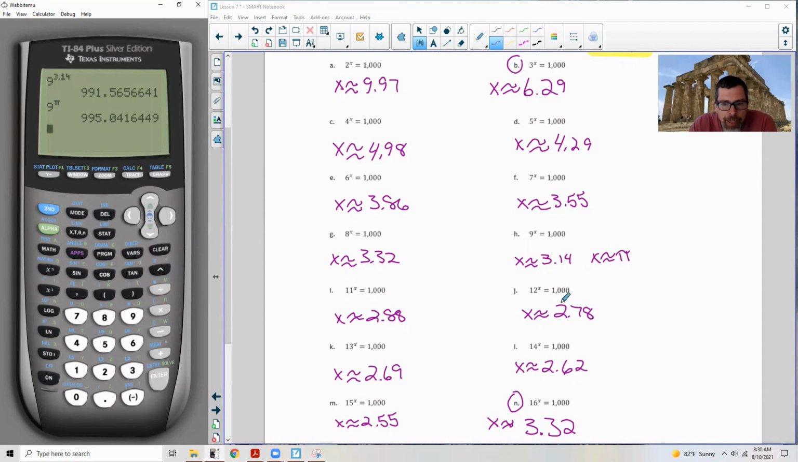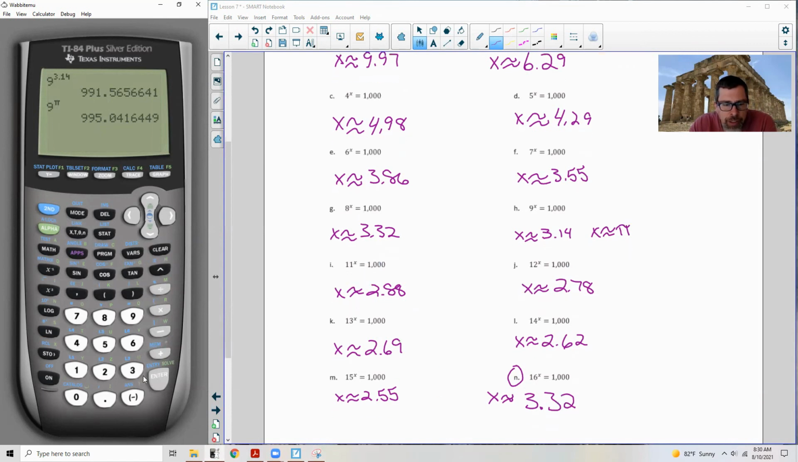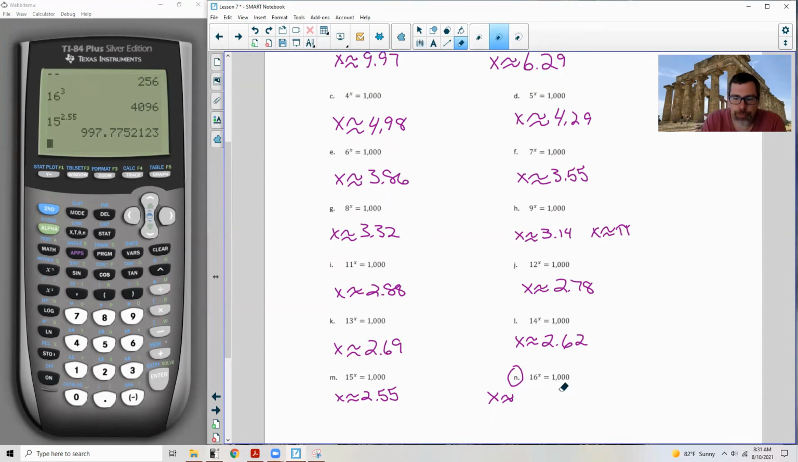So 11 is approximately 2.88, 2.78, 2.69, 2.62, 2.55. This is not right. I'm going to do it again. 16 to the power of 2 is 256. 16 to the power of 3 is 4,000. 16 was 15 to the power of 2.55. 997. Oh, I was thinking 10,000. That's why. Ay, caramba. Okay, so that's not right. It is 2. So I will do this one again. My apologies for this error. Okay, that's why it's always good to check your answers and look at patterns.